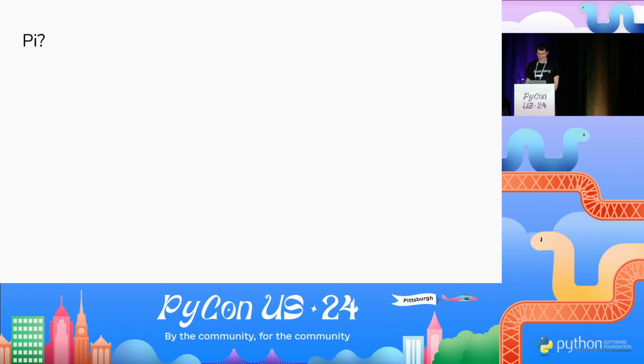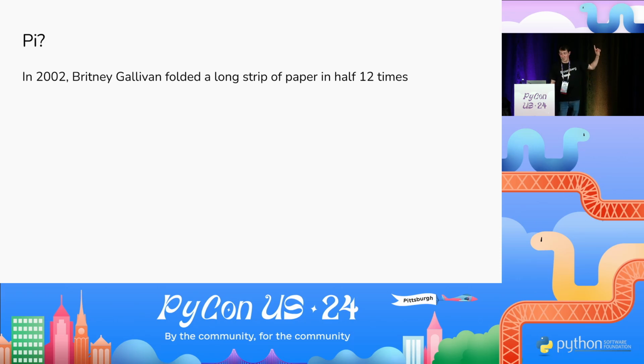Can we do pi? Can we calculate or at least approximate pi using origami? I'm not going to say yes or no at this point. I'll maybe let you decide whether this is valid or not. But I just want to draw attention to something that I thought was really cool when I heard about it. Brittany Gallivan, in 2002, folded a very, very long, very thin strip of paper in half in the same direction 12 times in a row, totally busting the myth that 8 times was somehow some universal constant limit.